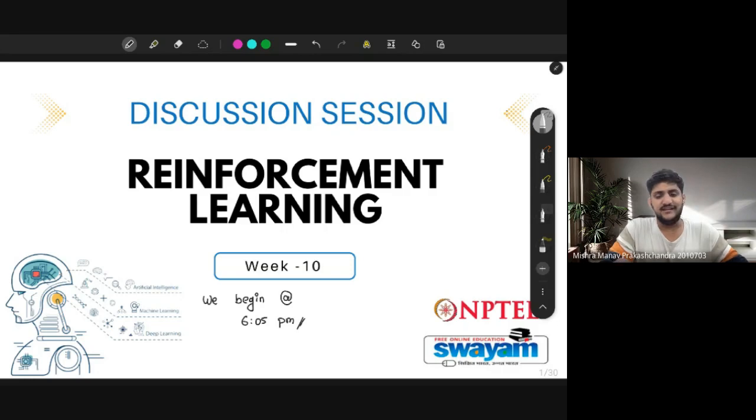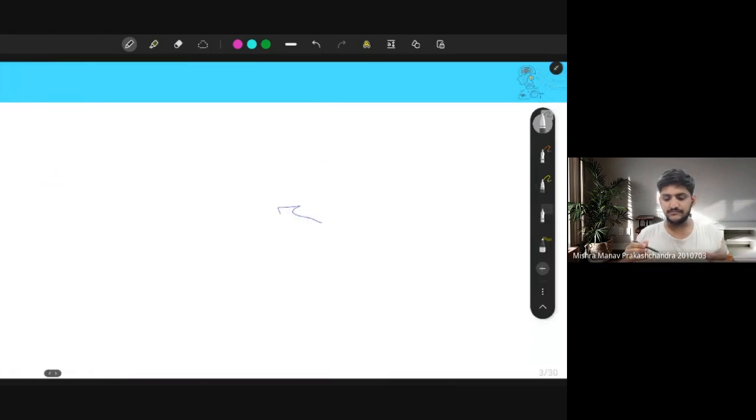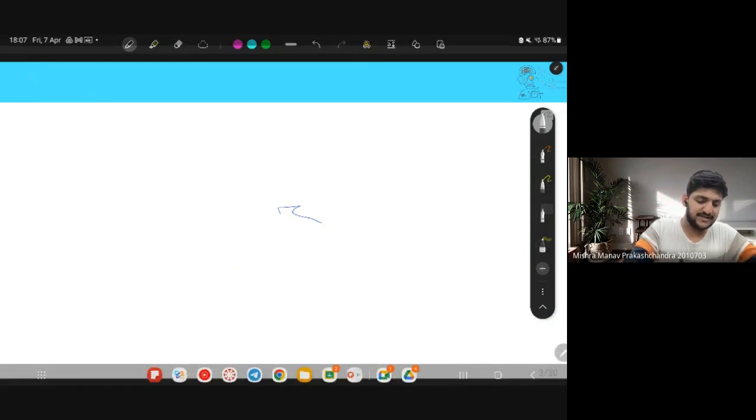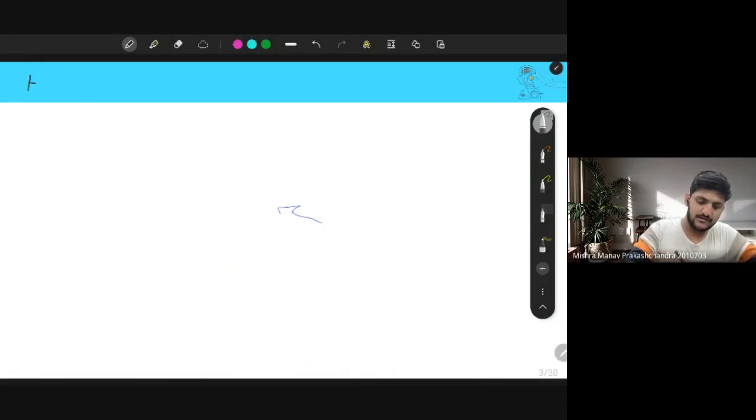Okay, maybe in the last week I'll do a total coding implementation part for the deep RL techniques that we have discussed so far. But today we'll start with an interesting concept in reinforcement learning that has been covered in week 10. So we start with the concept known as hierarchical reinforcement learning.